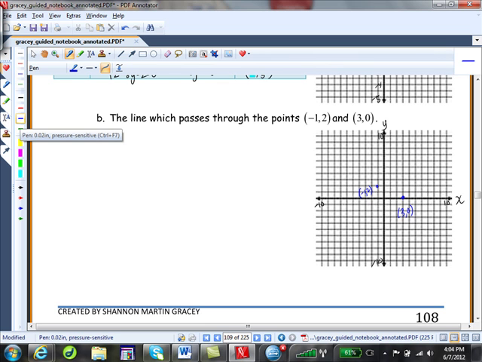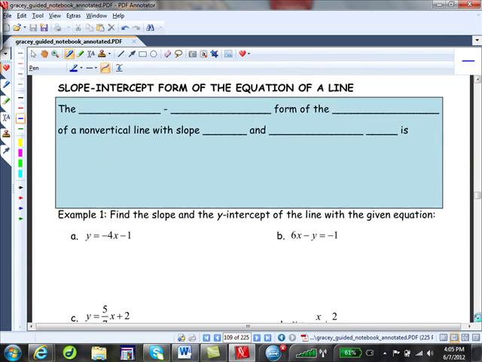And after today, well, maybe after the next lesson, we'll be able to actually find the equation that goes with this line. All right, there we go. Now here we go with our lesson.